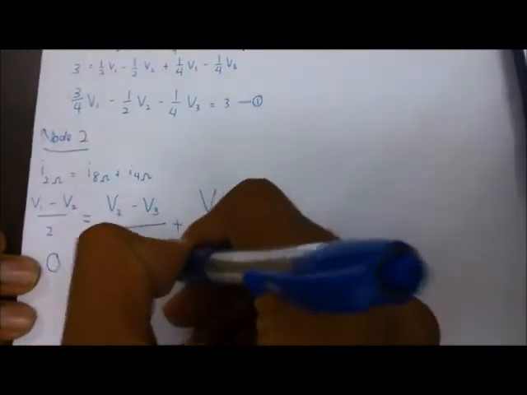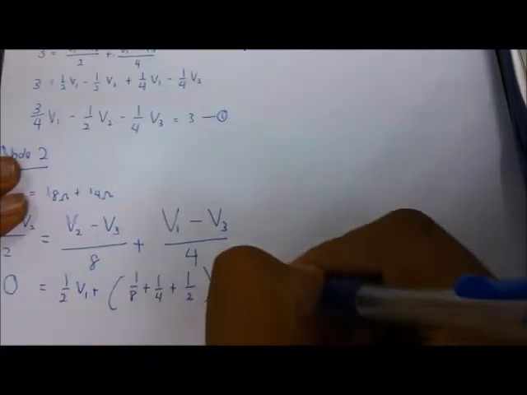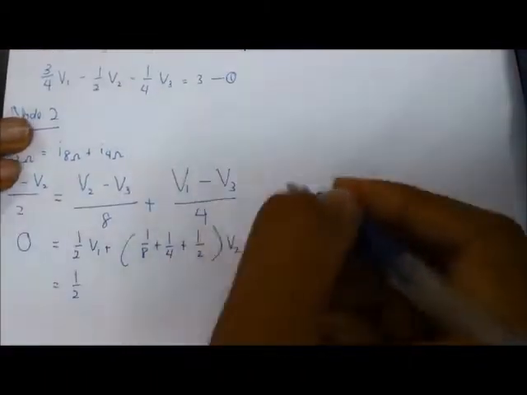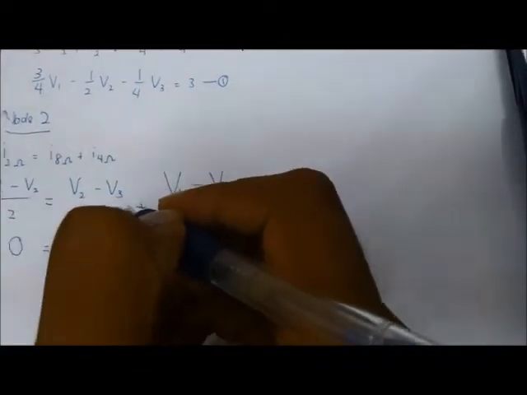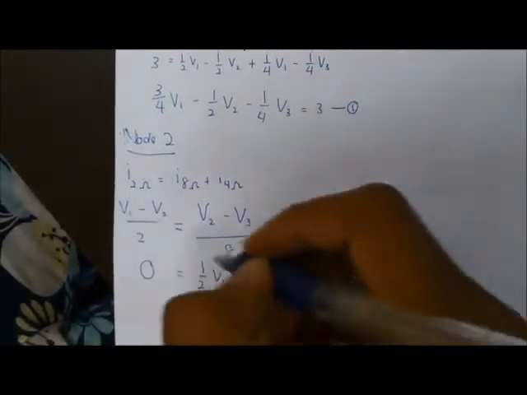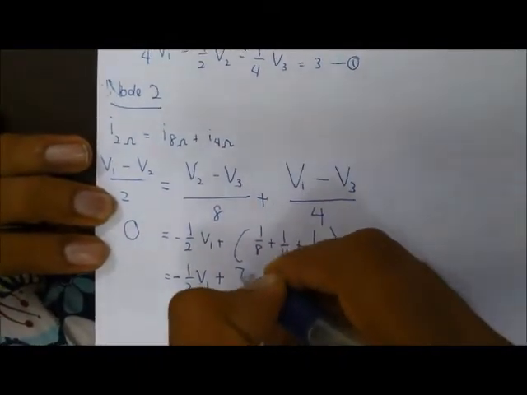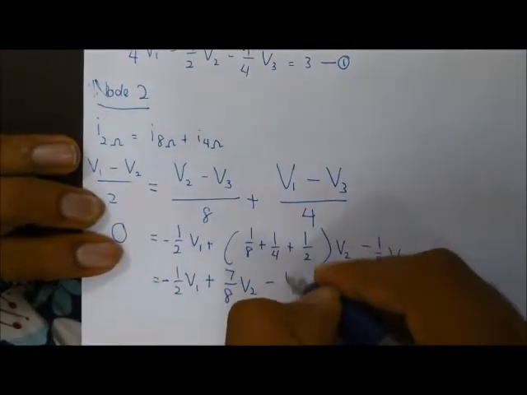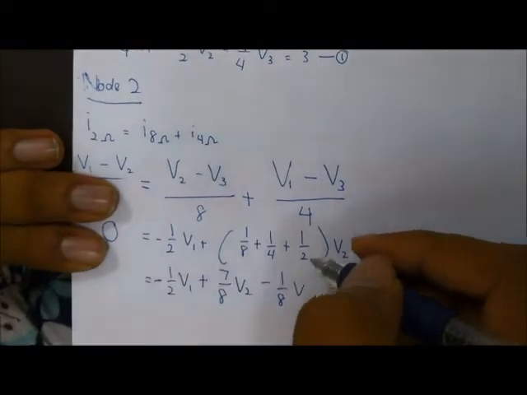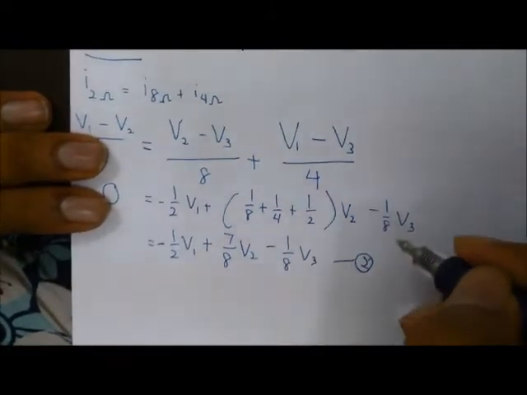We simplify it as 1 over 2 V1 plus 1 over 8 plus 1 over 4 plus 1 over 2 V2, minus 1 over 8 V3 equals 1 over 2. Don't forget we put V1 on the left, so we compute it as negative 1 over 2 plus 1 over 4. This is our equation. Here is our negative value V1. We compute it and we get 7 over 8 V2 minus 1 over 8 V3. So this is the second equation.